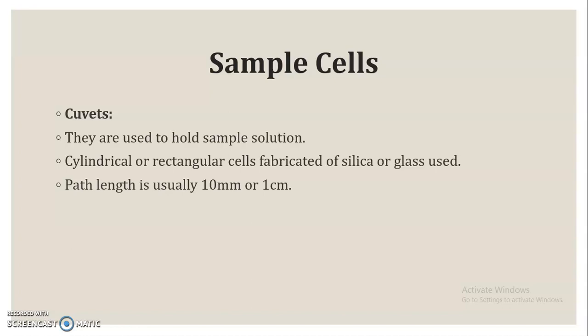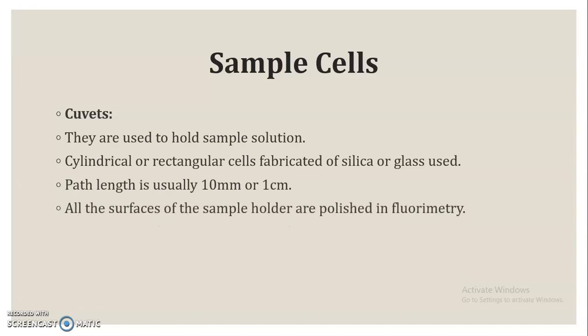Silica or glass generally has a high cost. Quartz is also used to carry out the fabrication of these sample cells. All the surfaces of the sample holders are polished in fluorimetry, which means the cuvettes that are used in UV visible spectroscopy are not used in fluorimetry, because the polishing of that surface is necessary.